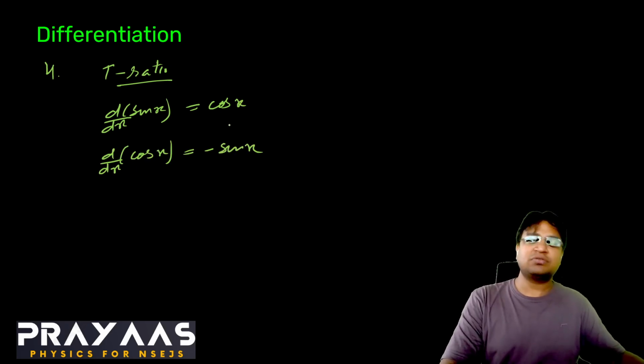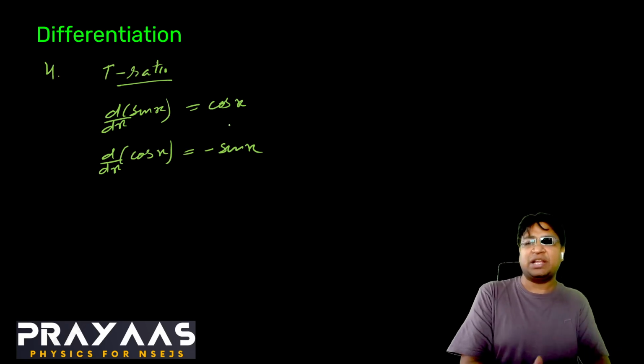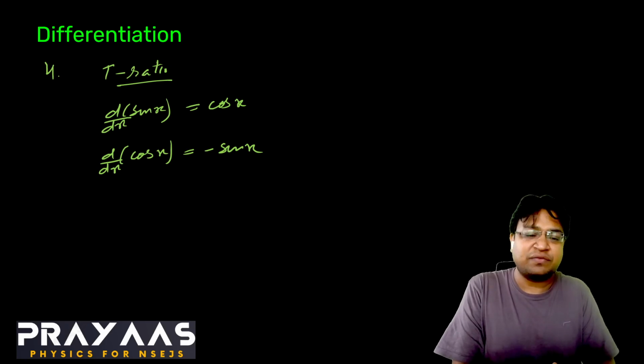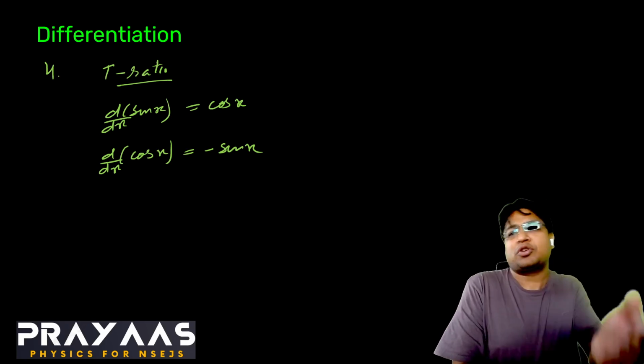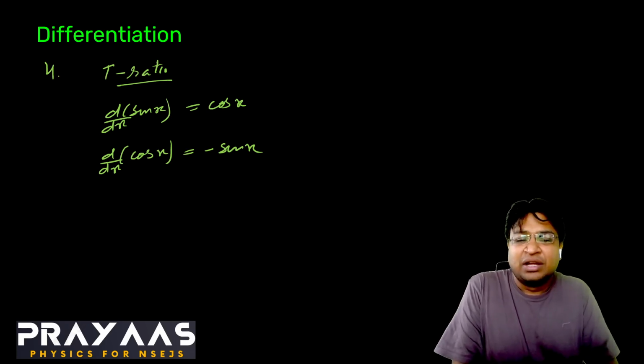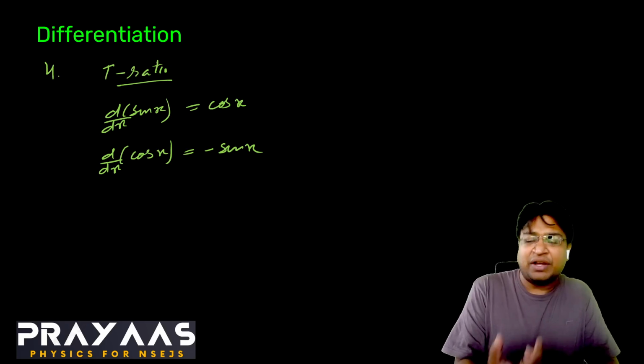Now, when I tell this to students, many say they did not understand. Like they say, sir, if the differentiation of sin x is cos x, then how can the differentiation of cos x become minus sin x? It should be plus sin x. Why? Nobody told us that. Like you don't know anything about differentiation. Why are you arguing like this?